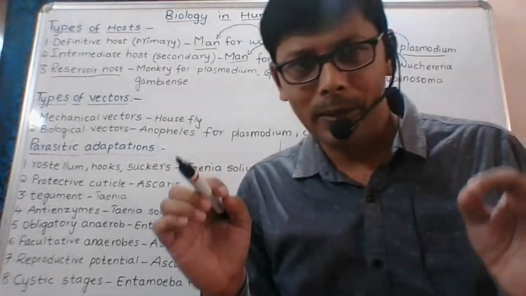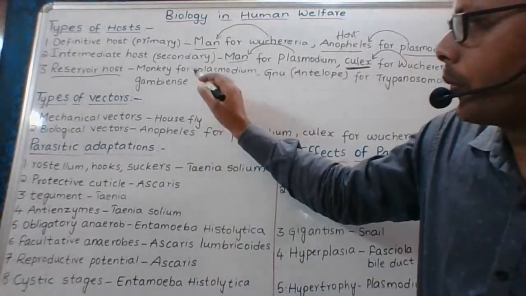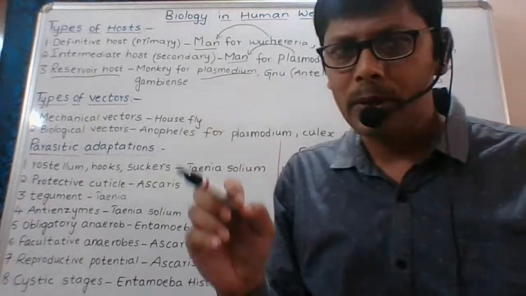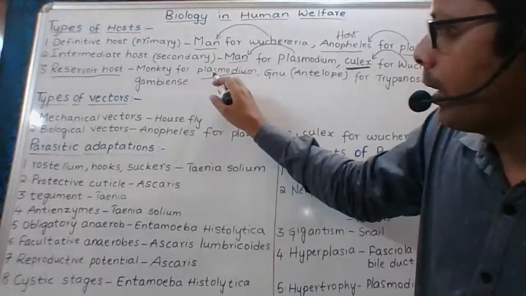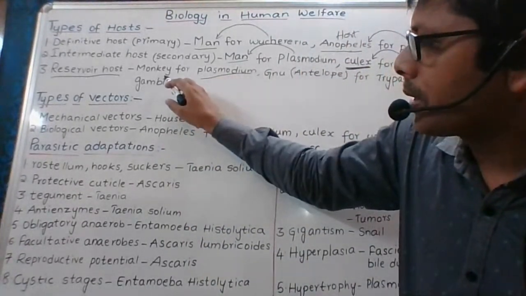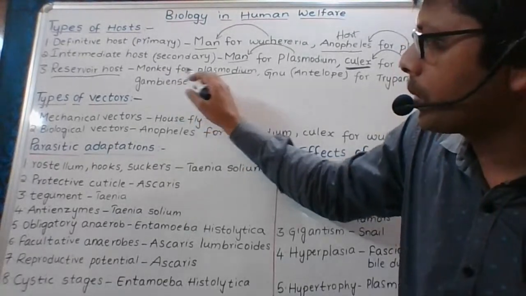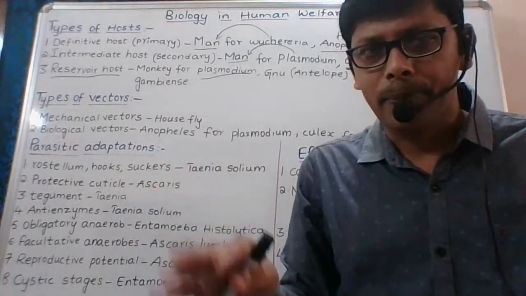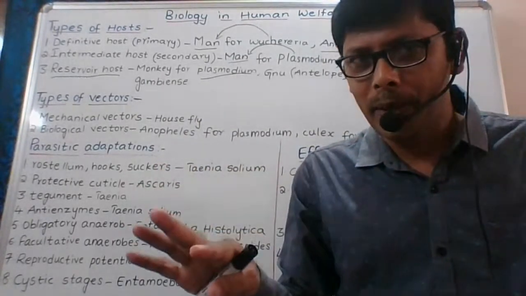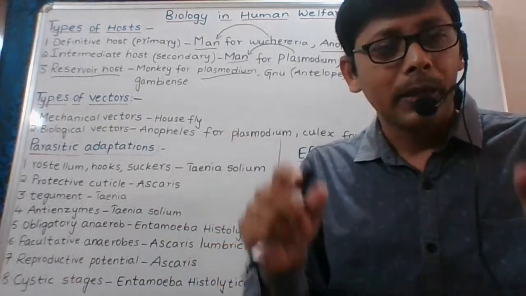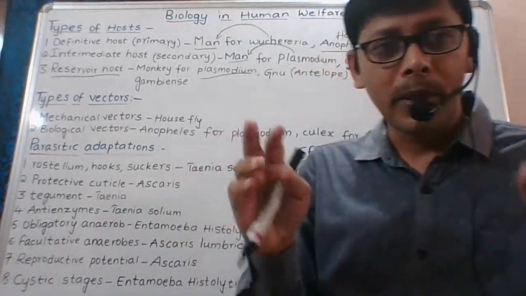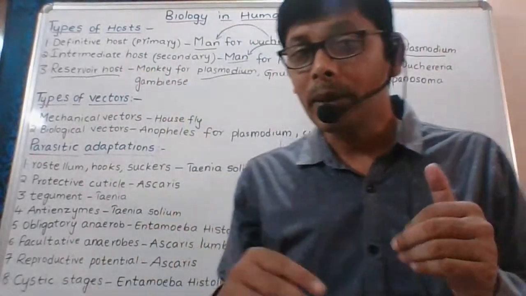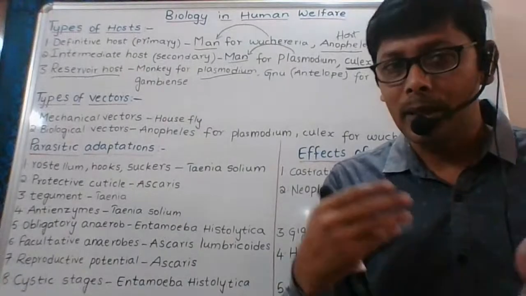Listen carefully to understand this. For example, let us take Plasmodium, a parasite which causes malaria. For some time, the infective stages of Plasmodium live in a monkey, but the monkey is not affected by that. That means the monkey does not get malaria; the infective stages of Plasmodium are just taking shelter in the monkey till the main host is available.